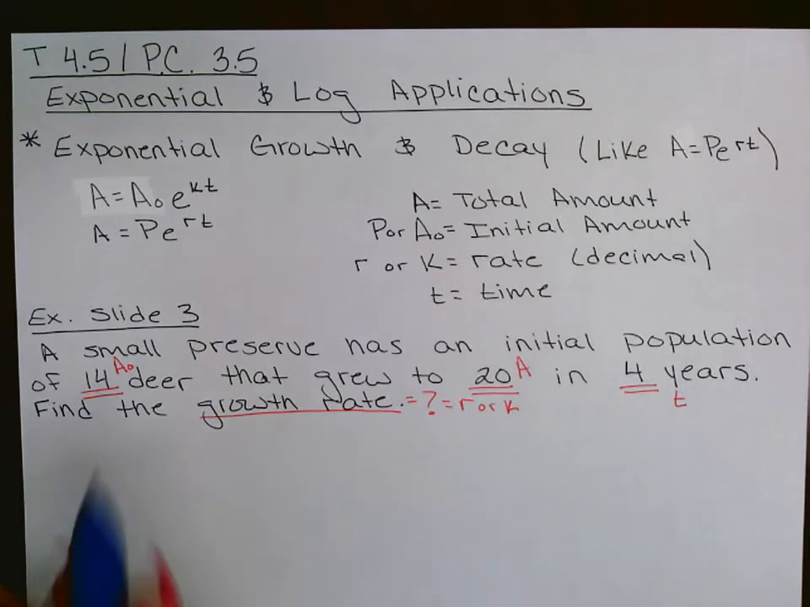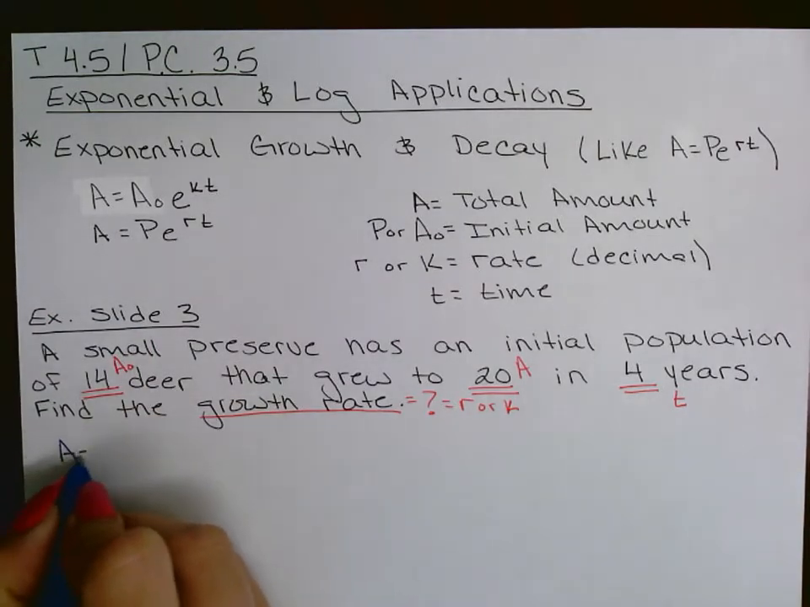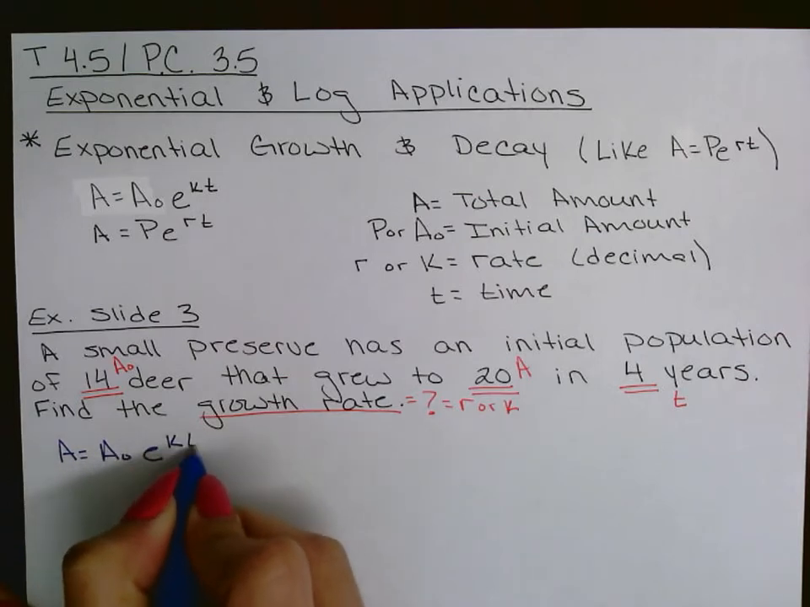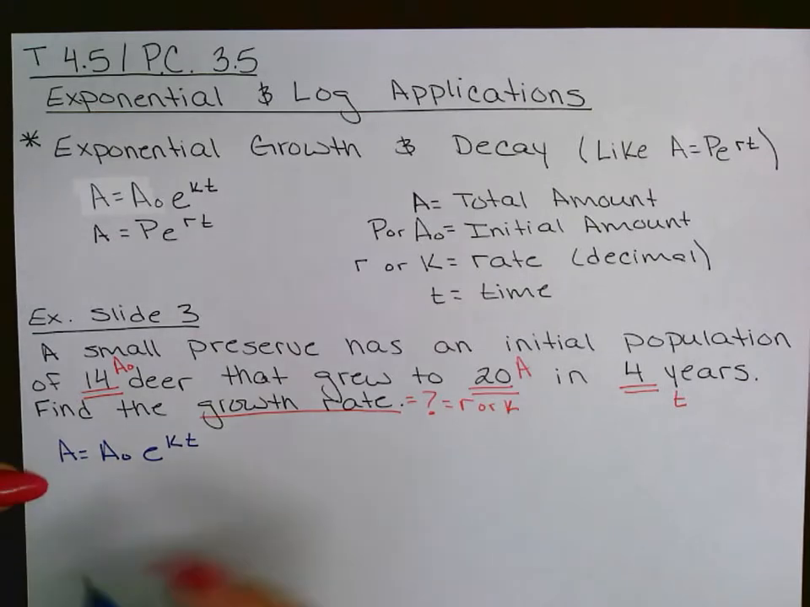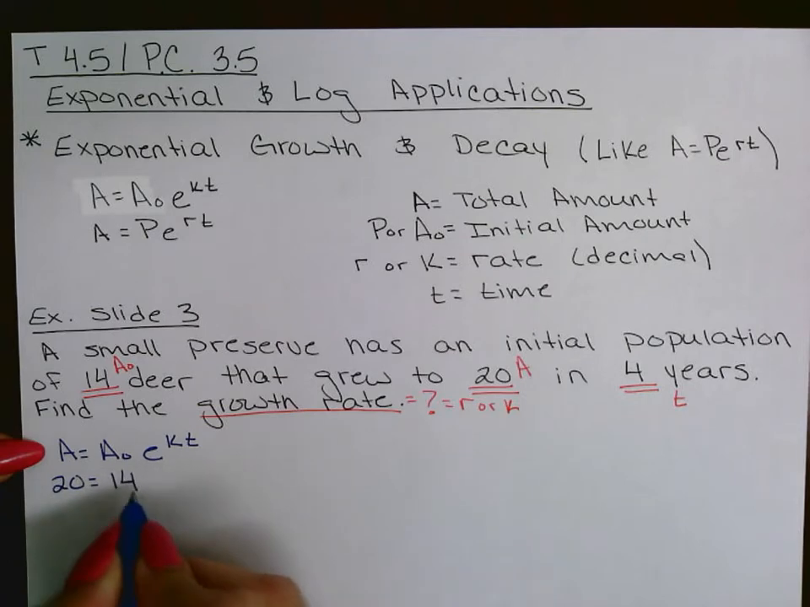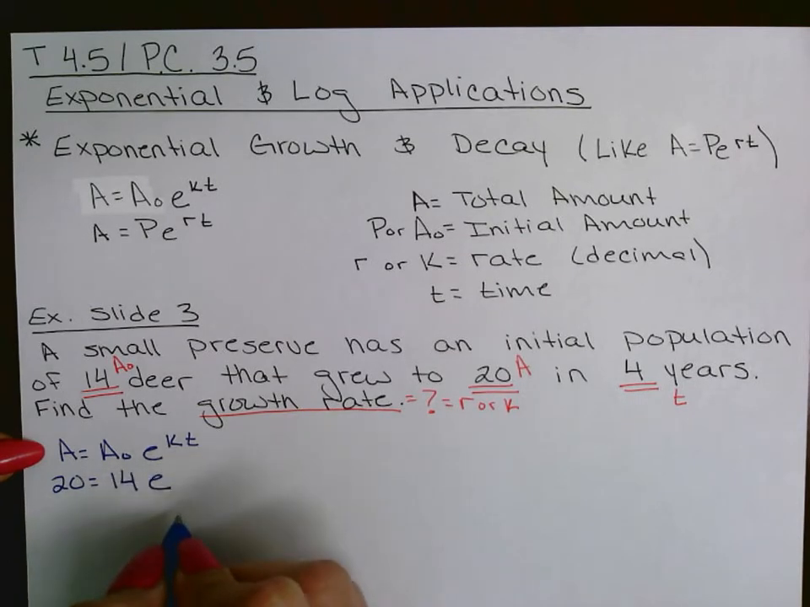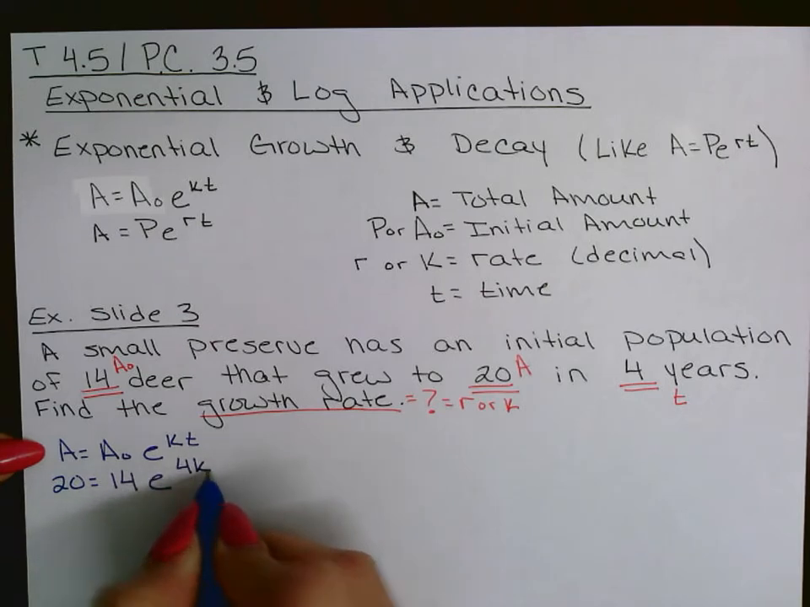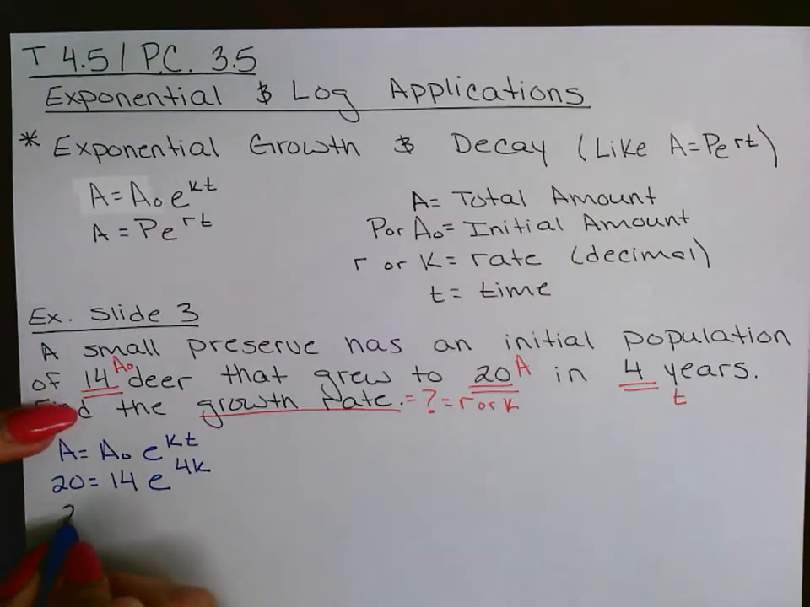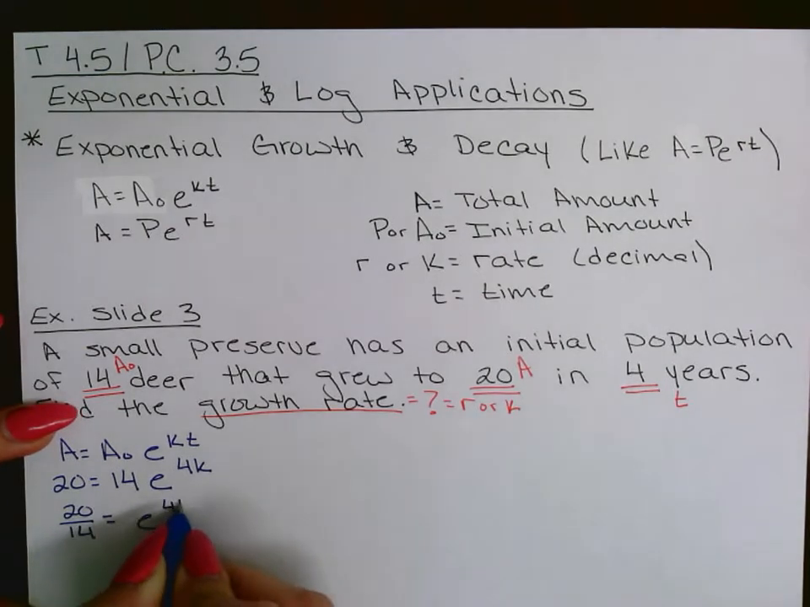So let's set up with a new equation just so we practice it with both. A equals A sub O times E raised to K times T. Okay? My total amount is going to end up being 20 deer. They started off as 14 deer. I don't know my rate, but I do know that it took 4 years. Okay? My end goal should be to get that K by itself. What's my first move? Divide by 14. So now I'm going to have 20 over 14 equals E raised to 4K.